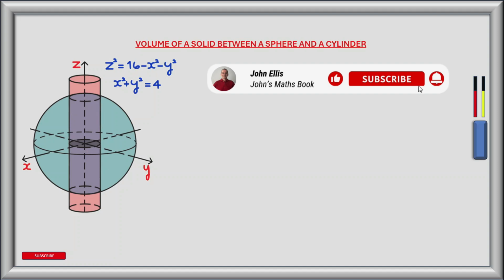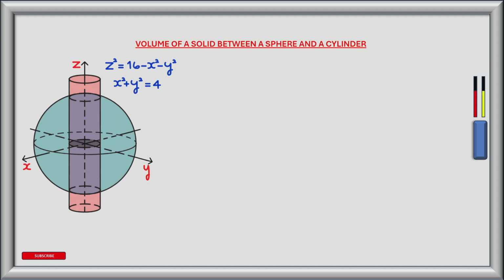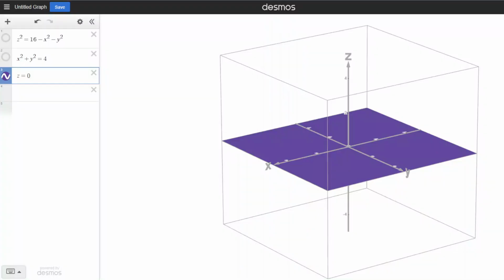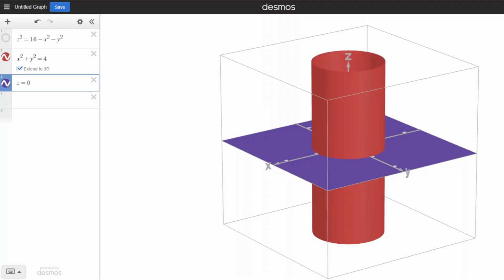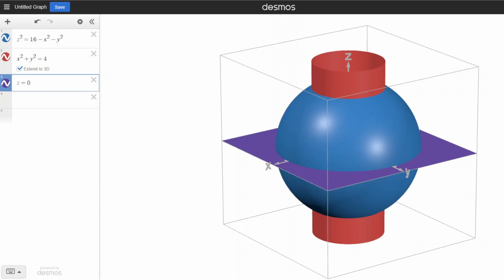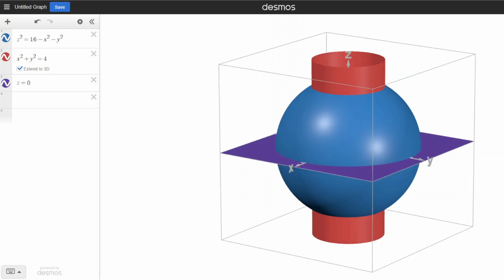Let's now take a look at this structure in 3 dimensions. The purple area shown here is the xy plane. If I add a disk parallel to the xy plane and extend along the positive and negative z-axis, we see a cylinder is created. If I now add a sphere, a solid is created along the z-axis and inside the surface of the sphere. It's the volume of this solid that we're going to find.